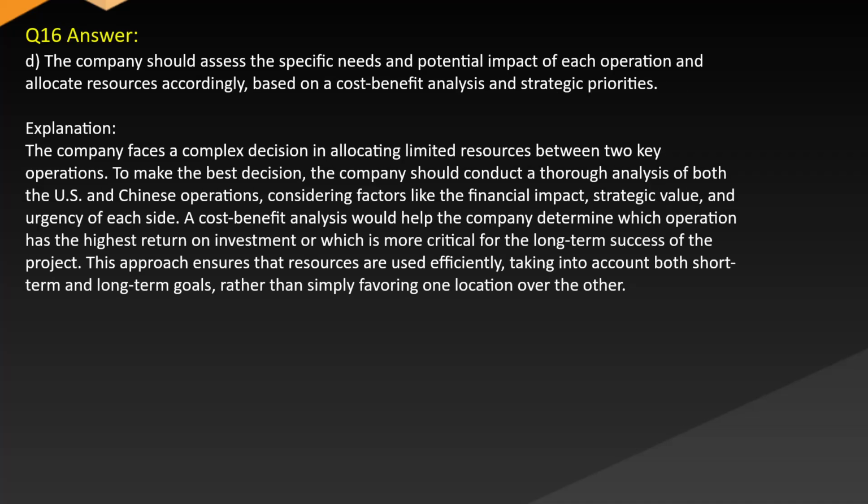Answer. D. The company should assess the specific needs and potential impact of each operation and allocate resources accordingly based on a cost-benefit analysis and strategic priorities. Explanation. The company faces a complex decision in allocating limited resources between two key operations. To make the best decision, the company should conduct a thorough analysis of both the U.S. and Chinese operations, considering factors like the financial impact, strategic value, and urgency of each side.